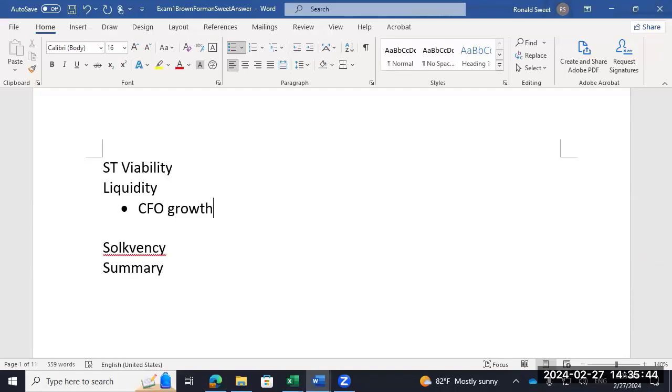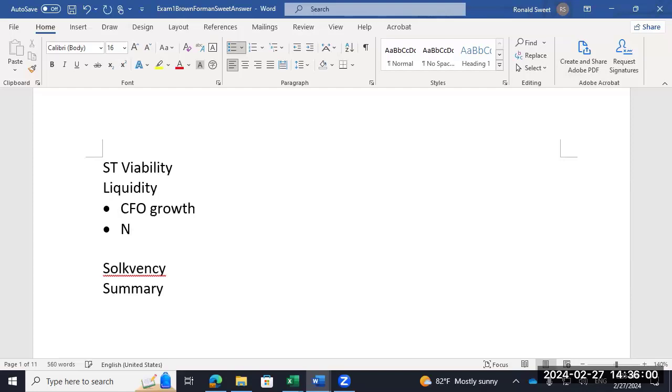Is it high or low? 3%, 12%, negative 4%, straightforward. You might look at the graph and see there's something unusual, like, wow, you can tell COVID impacted or whatever, but basically just tell me, did they have good CFO growth?